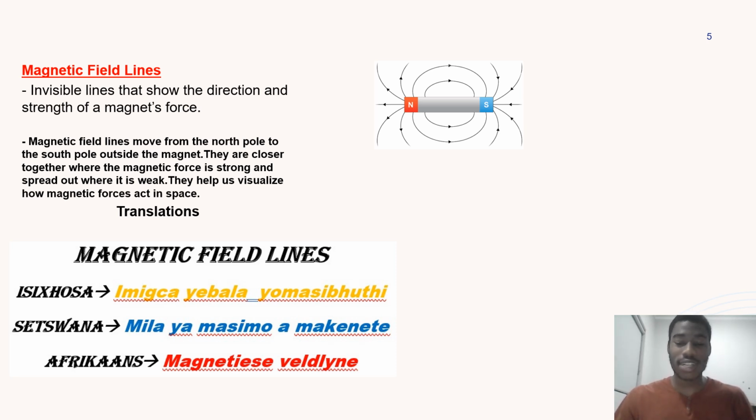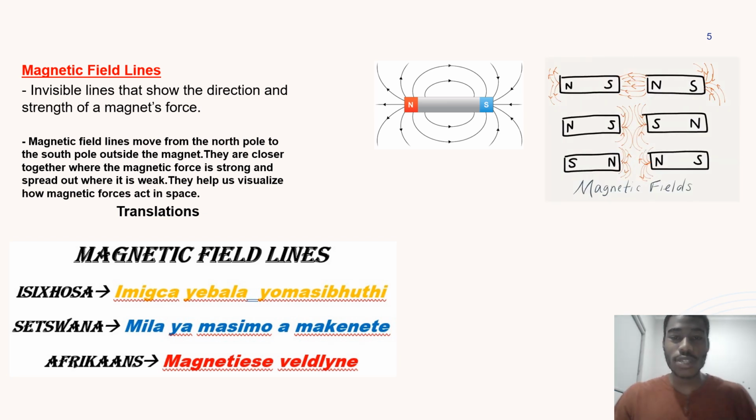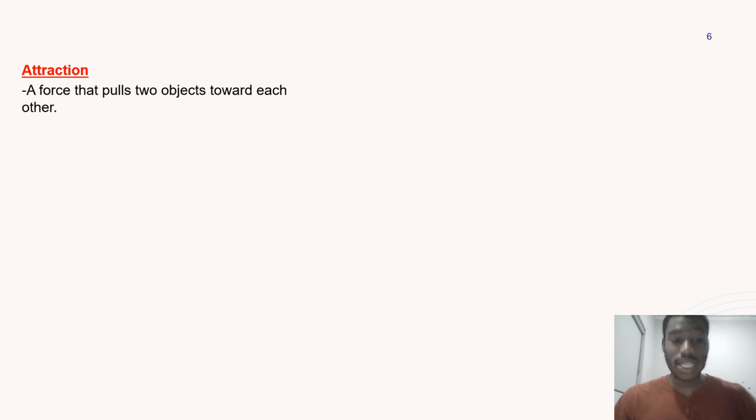Magnetes fitliner. You will see on the pictures that we have the same picture from the previous slide with some field lines, and we do have the north and south. It shows you how they attract sometimes when it is north and south, and how they repel when it is north, north, or south, south. Then we go to attraction, which is the last word because we're only doing four words.